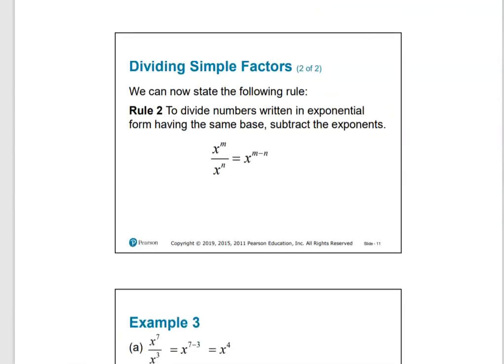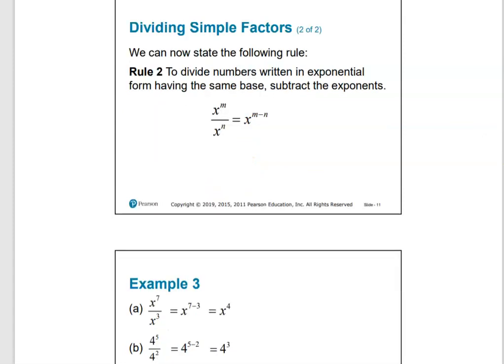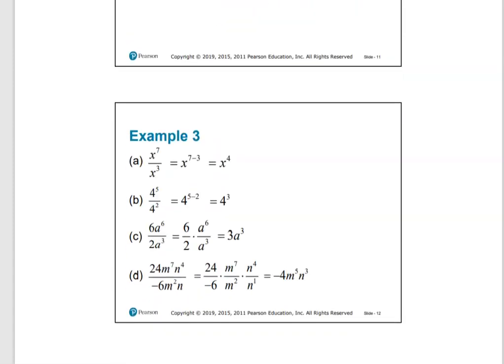So there's a rule that if you divide numbers written in exponential form having the same base, you subtract the exponents. Some examples here. We both have bases of x, so we do 7 minus 3 to get x to the 4th. We both have bases of 4 on this one, so we would do 5 minus 2 to get 4 to the 3rd.